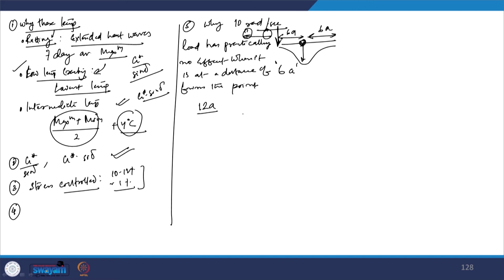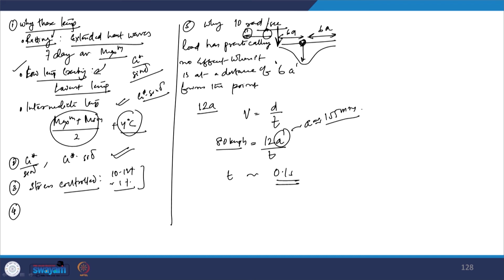So, if we say that V is equal to D by T, where D is 12 A, and V, let us say, is 80 kmph, which is an average speed of a vehicle on a highway, and we are trying to find T, this will be around 0.1 second. If you do the calculation, here you can assume that A is approximately equal to 155 mm, alright. So, you will get that T is equal to 0.1 second.